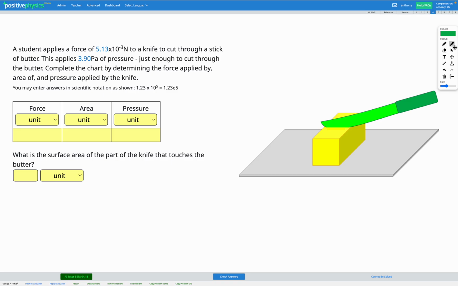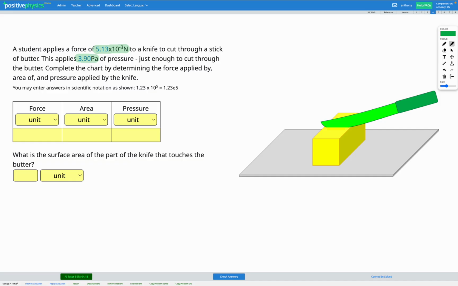In this question, a student applies a force of 5.13 times 10 to the power of negative 3 newtons to a knife to cut through a stick of butter, as we can see in the image. This applies 3.90 pascals of pressure, just enough to cut through the butter. We're asked to complete the chart by determining the force applied by, the area of, and the pressure applied by the knife.